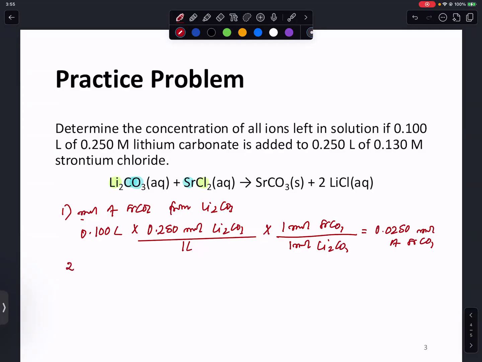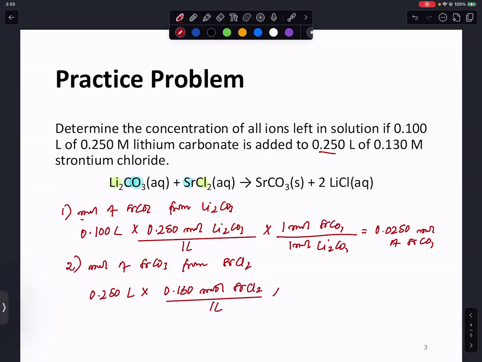Okay, now I'll do the same procedure. So I can say moles of strontium carbonate from strontium chloride. I'll do the same procedure: 0.250 liters given in the question, times the 0.130 moles of strontium chloride in 1 liter, times, for every mole of strontium carbonate produced, I have 1 mole of strontium chloride consumed, and I get here 0.0325 moles of strontium carbonate.